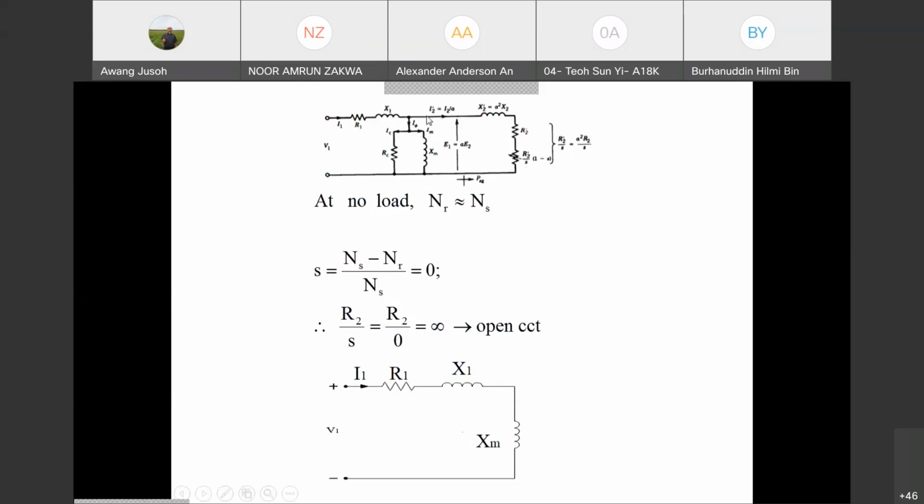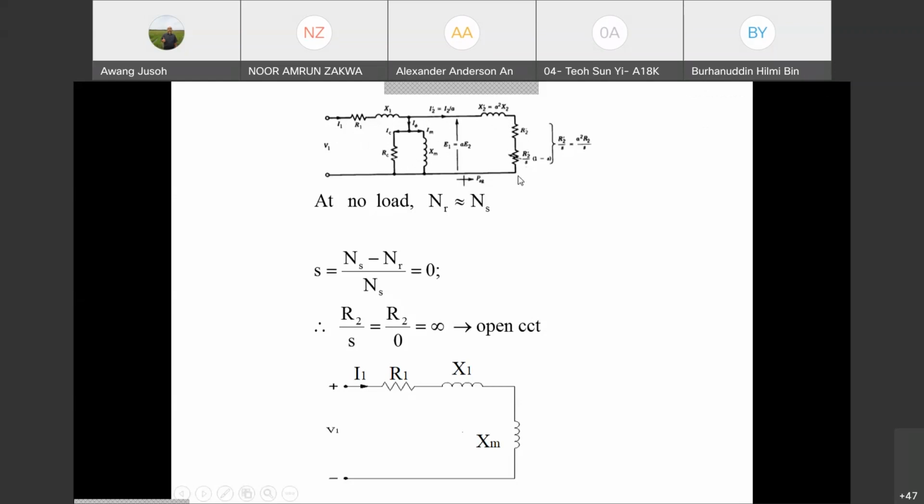So here, you see this right branch, R2 over S, with S equal to 1, so it equals R2. R2 over 1 equals R2. Compared with XM, the impedance of the right branch is much lower than the impedance of XM. So what happens is that the current sees the XM branch like an open circuit. That means all the current will flow through R1, X1, X2, and R2 over S.